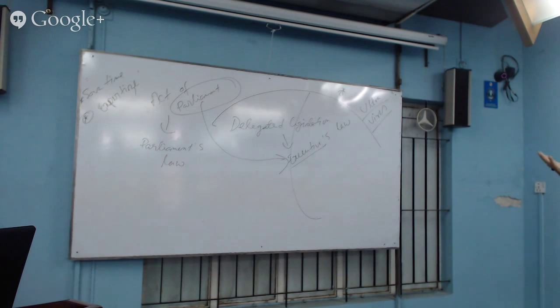Act of Parliament is part of the law made by the Parliament. You know, which is the primary legislation.